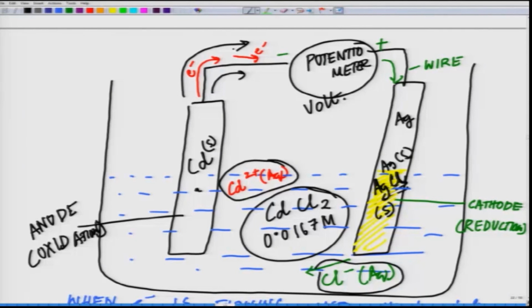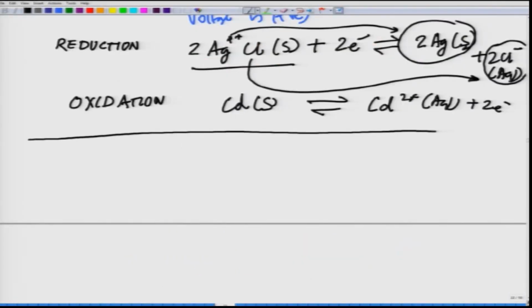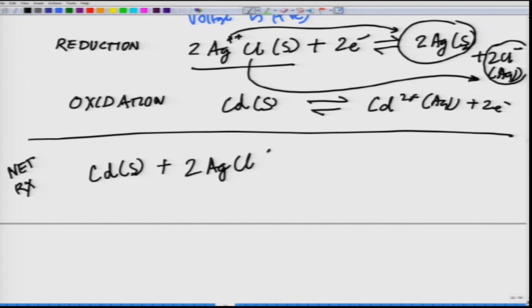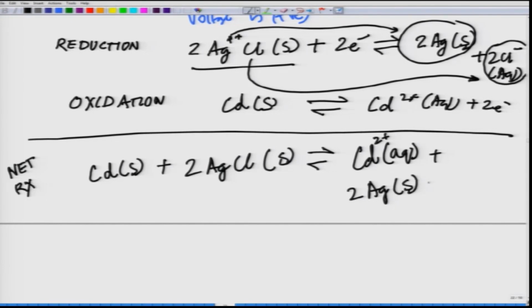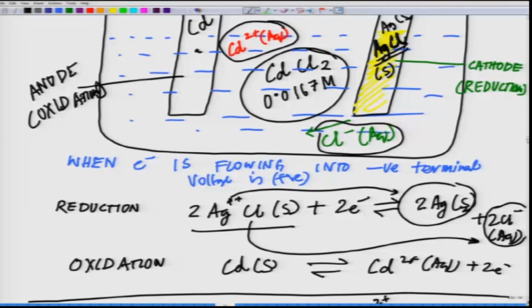Now, if you add up this reaction out here, what you are going to get in this redox reaction is the net reaction. You have cadmium, which is solid, plus 2 AgCl, which is also solid, making cadmium 2 plus, or cadmium ion, migrating into the aqueous solvent, plus 2 Ag, which is the solid deposition, and 2 Cl minus, which is aqueous. And you remember, we use cadmium chloride as the electrolyte out here. So, this is what is happening in this situation.